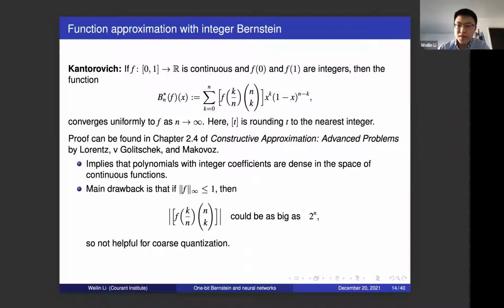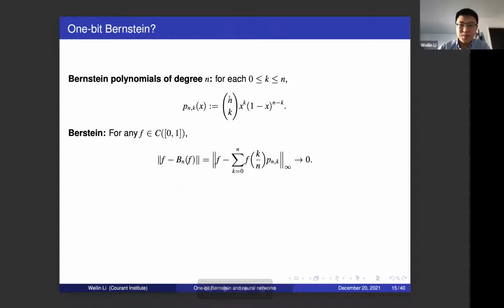But it gives us hope because in the past 2 decades, there have been tremendous innovations in quantization that were just not available beforehand. So Kantorovich is using just something very simple, just rounding these guys. Let's see if we can do something more sophisticated. So here we have our usual Bernstein polynomials. We have our usual theorem by Bernstein, which says that the Bernstein polynomial of f converges to f uniformly.